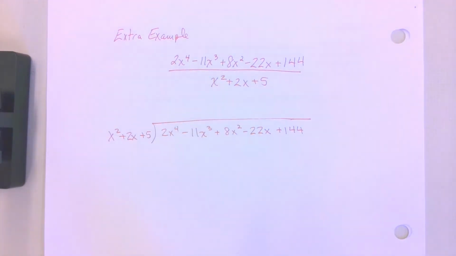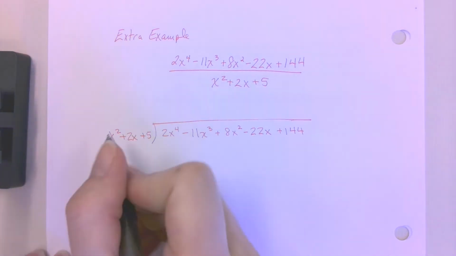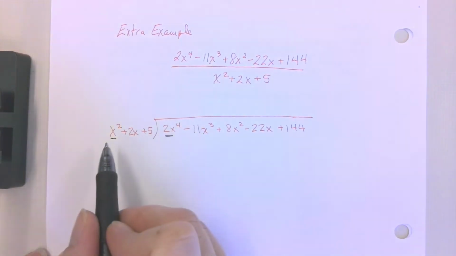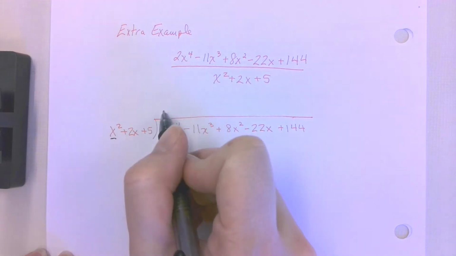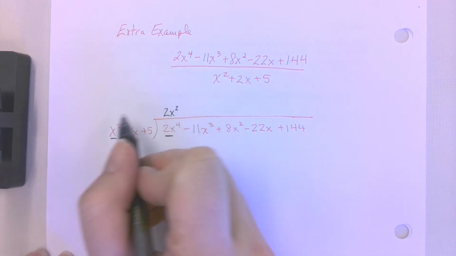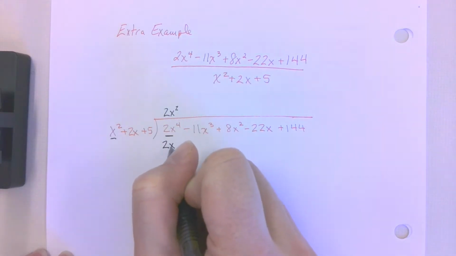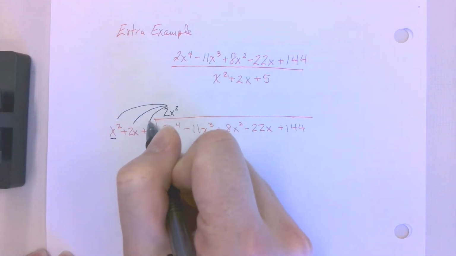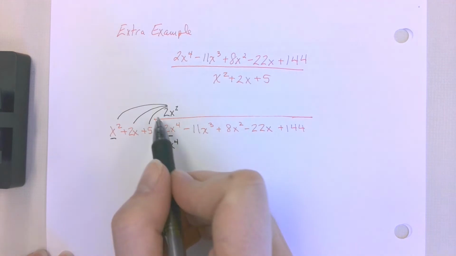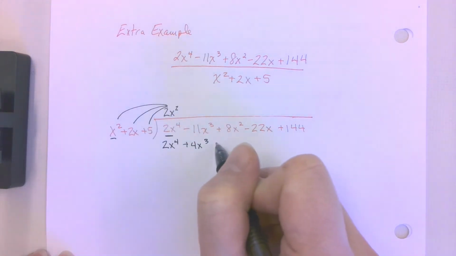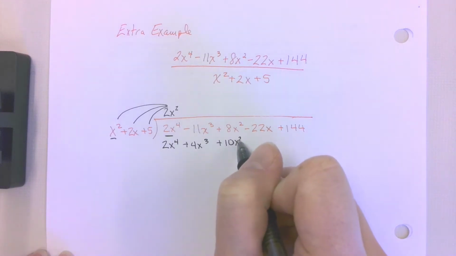Now we're going to do the same thing, we just have an extra piece. So what I want to find is to make my first term look like my first term. In order to do that, I'm going to take x squared times 2x squared, and that will give me my 2x to the 4th. So 2x squared times x squared is 2x to the 4th, and so I distribute that to all 3 terms, and that's how I bring in my trinomial. So that becomes a positive 4x to the 3rd, and then a positive 10x squared.